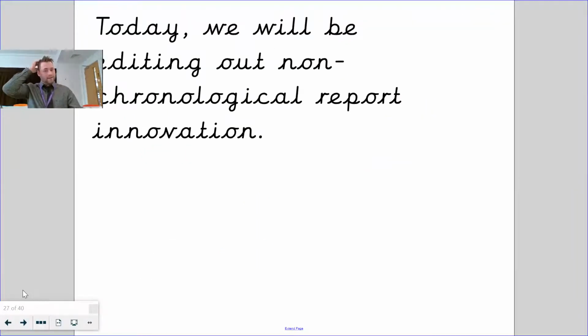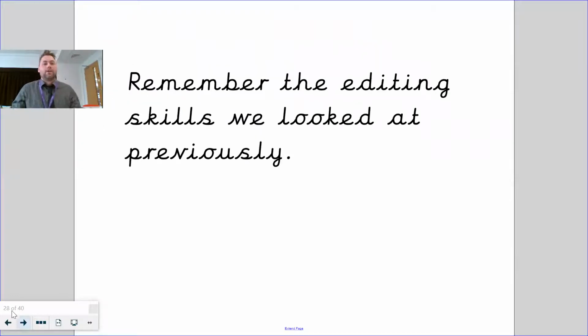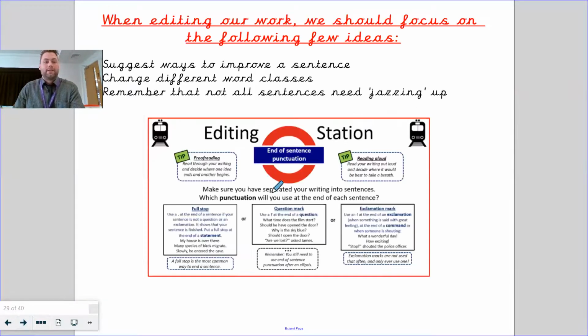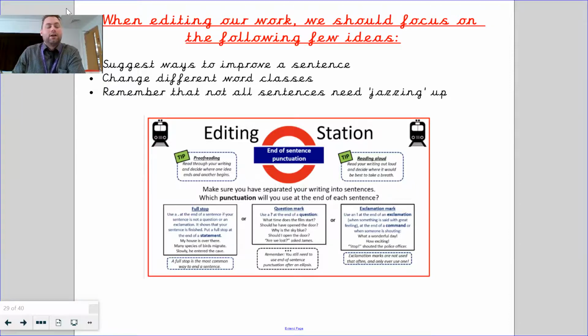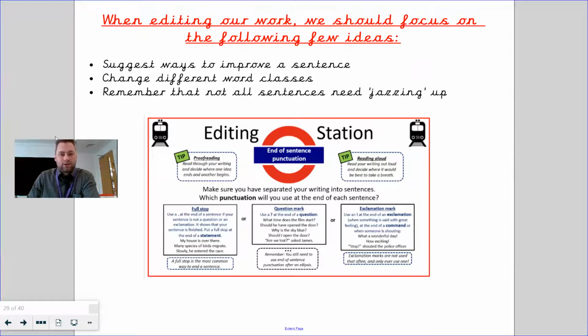Okay, today we're going to be editing our non-chronological report from what we did yesterday. Now, remember the editing skills we looked at previously when we were looking at our instructional writing. These are things we need to look at. When we proofread, have a look at the punctuation. Make sure your sentences are marked correctly with full stops, question marks, exclamation marks. Very, very important that you do that.